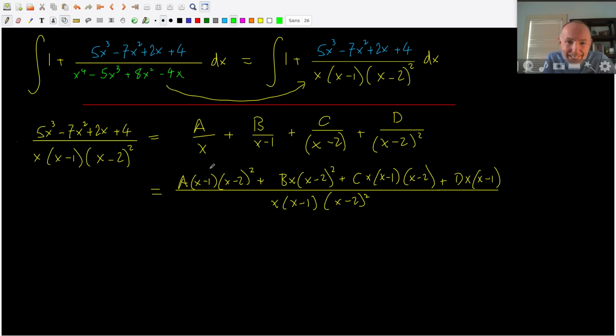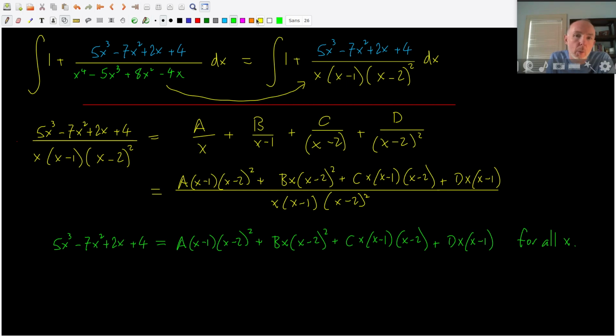Because what I'm thinking is that all of that's going to cancel with all of that, and what we're left with is just a over x. And then the same argument for b and c. And that leaves us with these terms. And our job now is just to compare the numerators and use that to find a, b, c, and d.